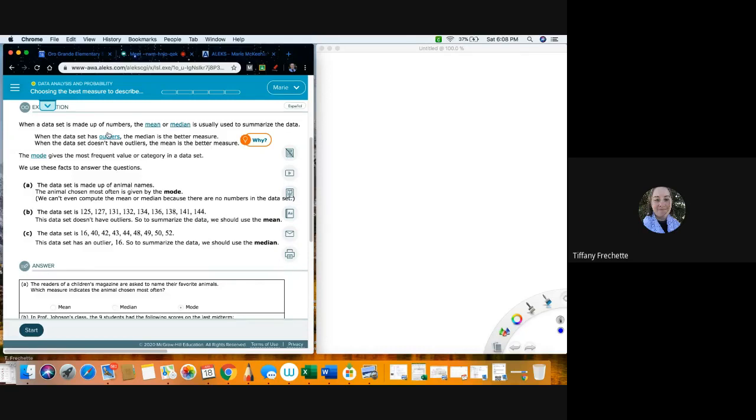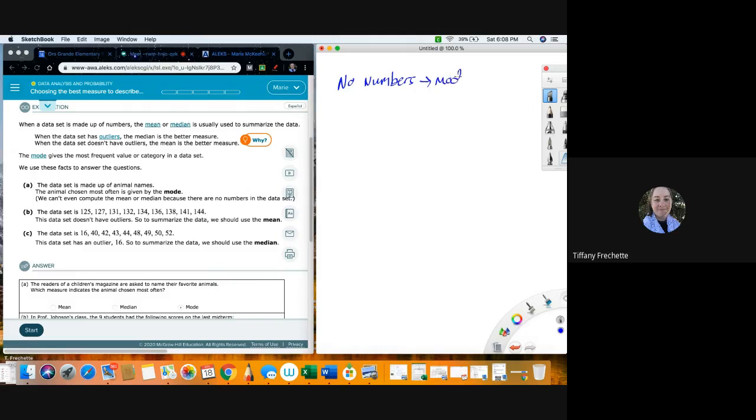So when a data set is made up of numbers, the mean or median is usually used to summarize the data. If there are no numbers, then mode would probably be the only way to compare the information, because there's no numbers to compute mean and median. We need to actually be able to calculate those two things. Mode, we're just looking at how many times does something happen. So that one we can calculate without numbers on there.